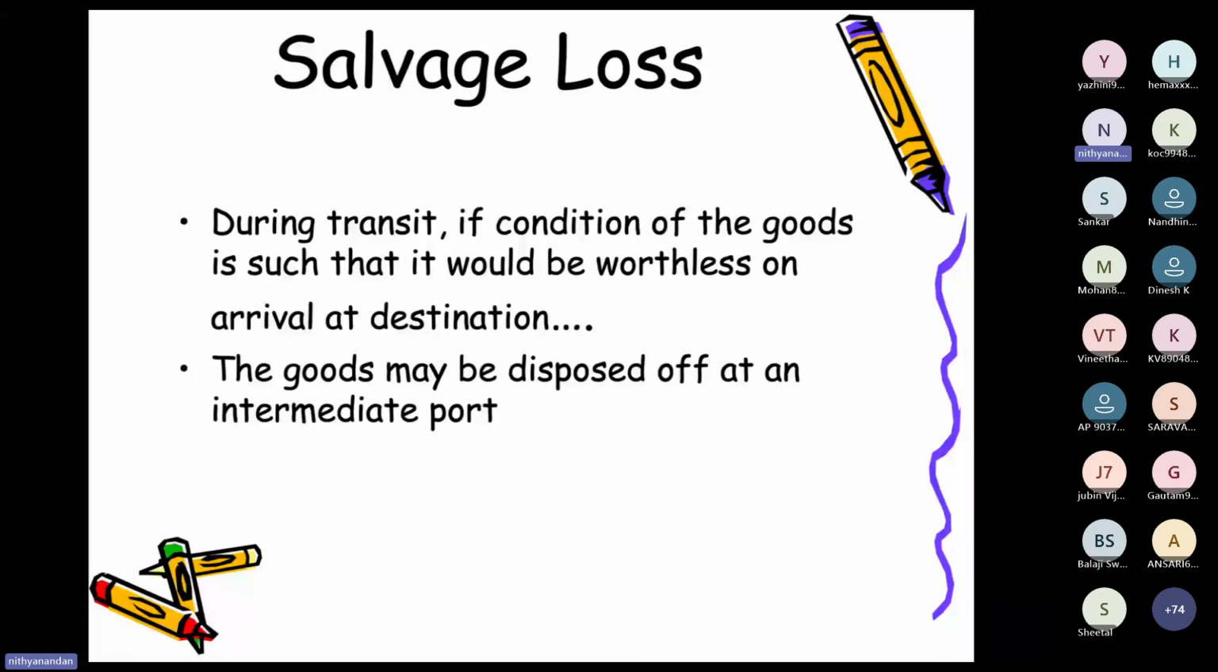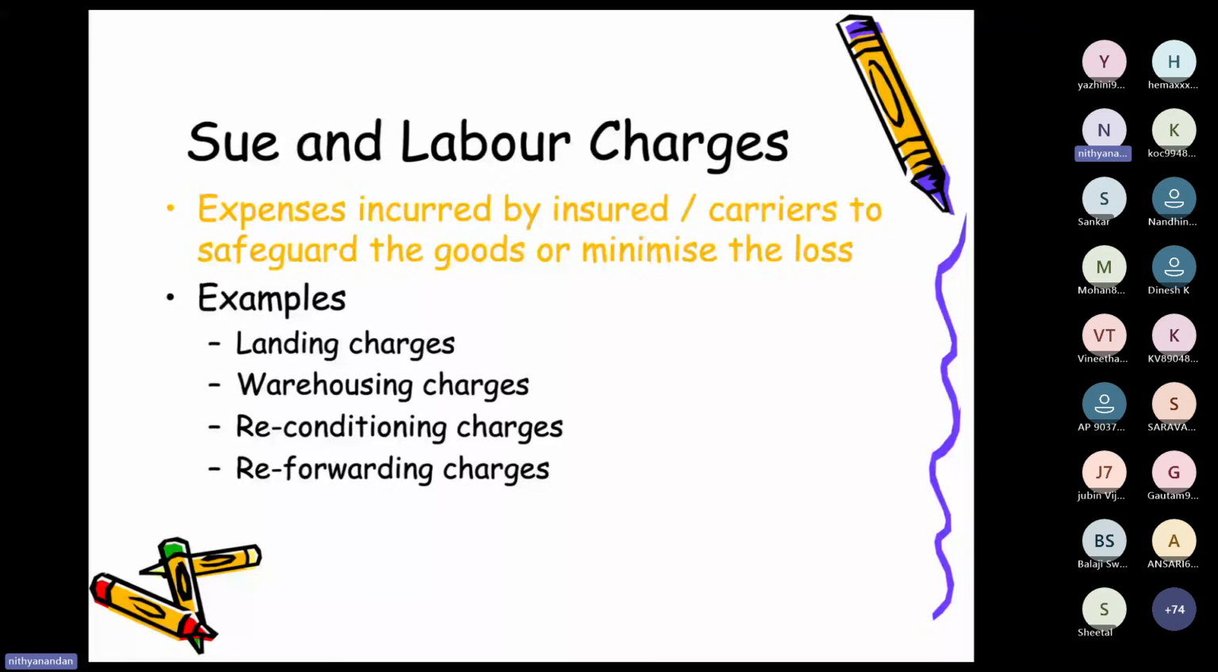Okay. So there are some 4 charges which are given in marine claims. We should understand the significance of each charge. Sworn labor charges are spent to safeguard a single cargo.